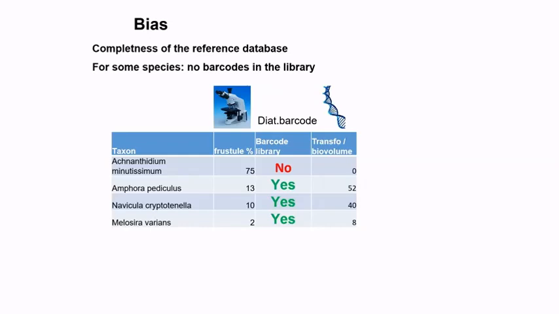Second, bias. So I think you understood. If you have a reference database which is not complete, you're not able to identify and to detect the species. So again, let's imagine Achnanthidium minutissimum is not in the database, you won't be able to identify it, and so the floristic list will be different from the microscopy.